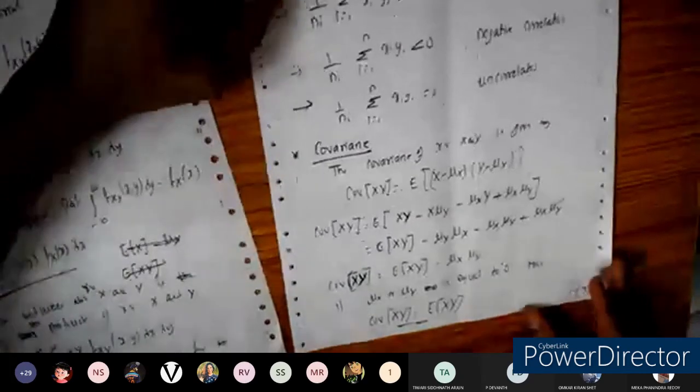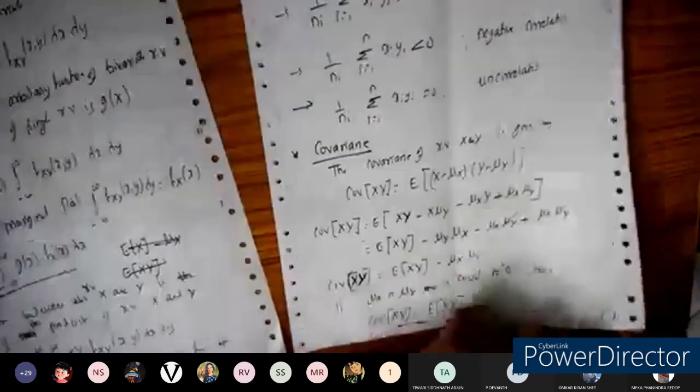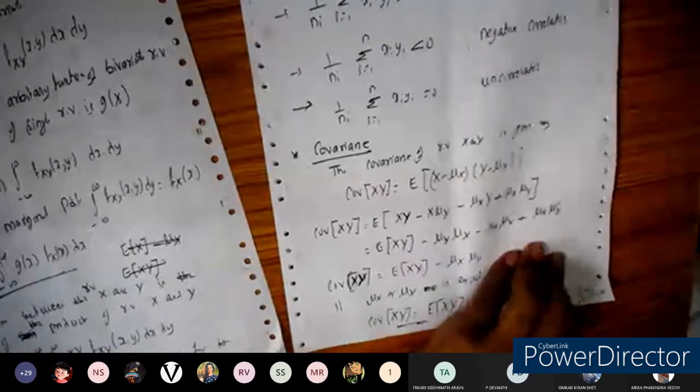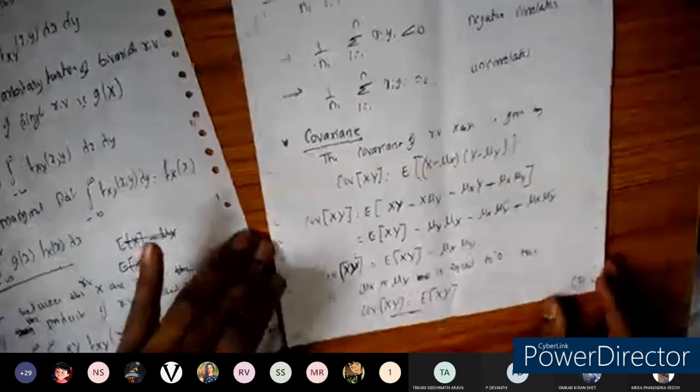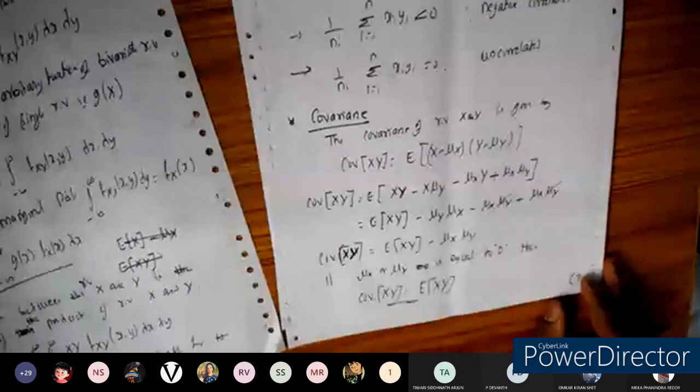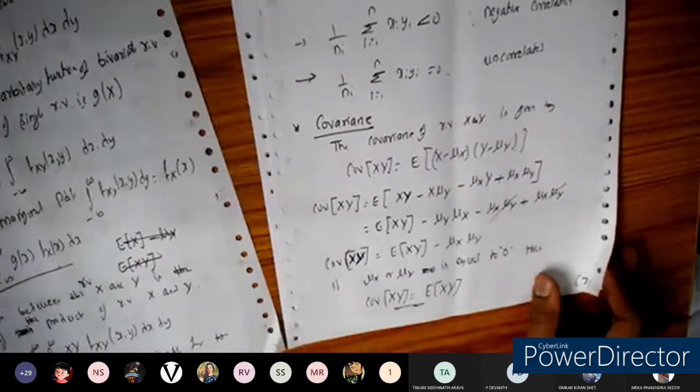So in the exam they will ask you to define the terms covariance and correlation. Many times they will ask this, so you can write these things here. Done, right?